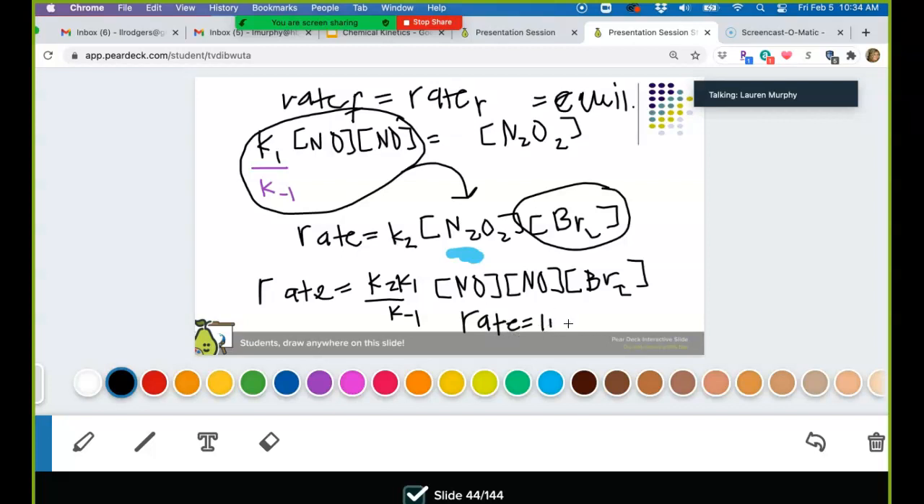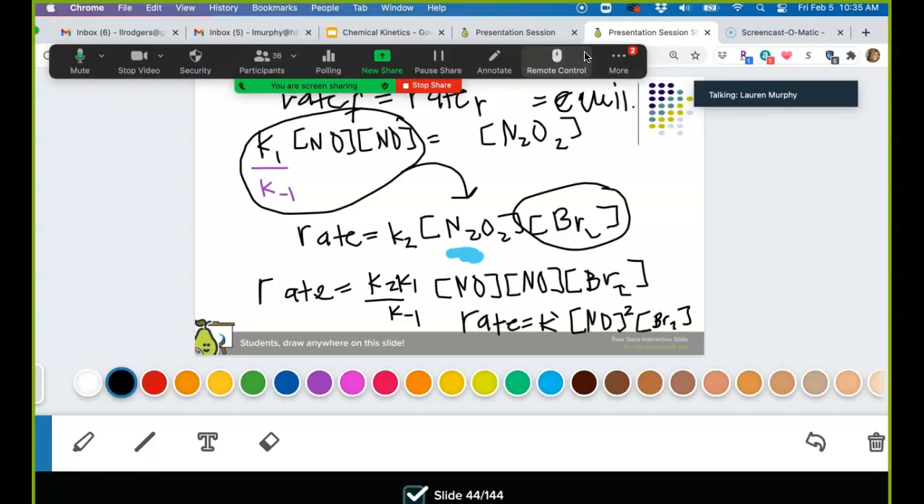equals smorgasbord of K's. So I just call it K prime. It's like K with an apostrophe kind of thing. And then I combine my NOs, so there's two of them, and Br2. Oh, look, it matches the other one. It's the exact same rate law, different mechanism. Which mechanism is the right one? I don't know. You have to do the experiment to find out which mechanism is the right one. So both are acceptable is the point, and they both match the rate law, and they both are possible outcomes of that reaction.